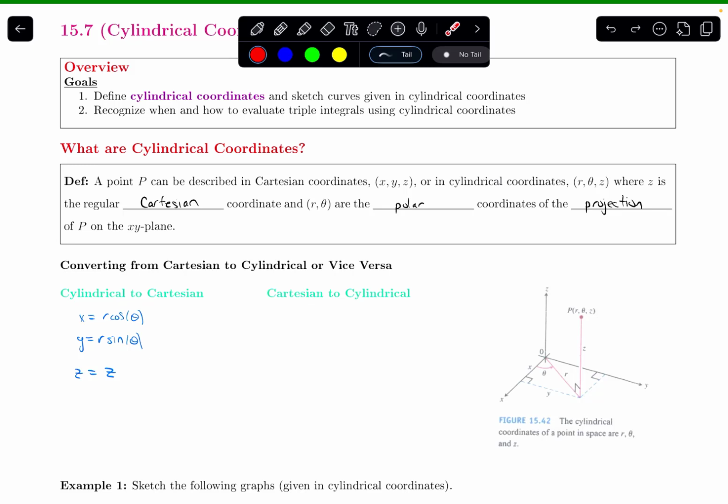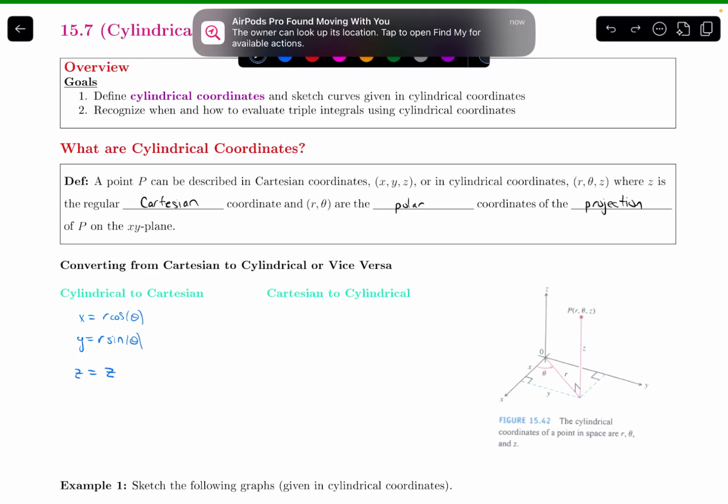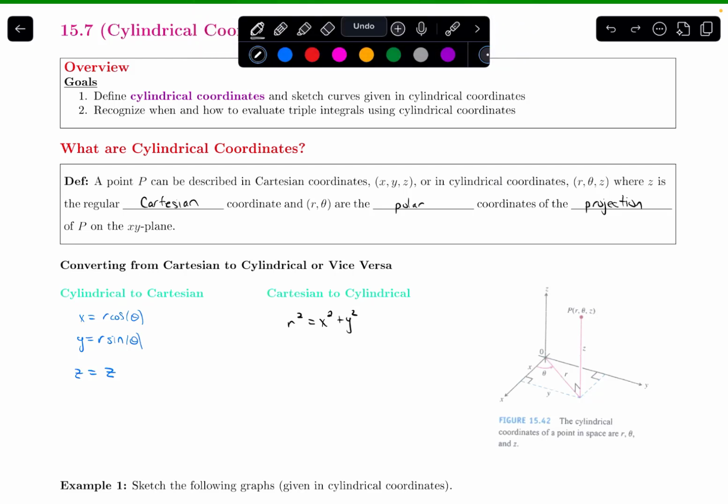If I want to go the other direction, I can do Pythagorean theorem in this right triangle. That'll give me r squared equals x squared plus y squared. If you use tangent in this triangle, tangent of theta equals y over x. And there's nothing special for z, so z just equals z. So with these, if you know the Cartesian, if you know x and y, you can plug them into this right side and then use that to figure out r and use it to get theta. Okay, so let's do an example.